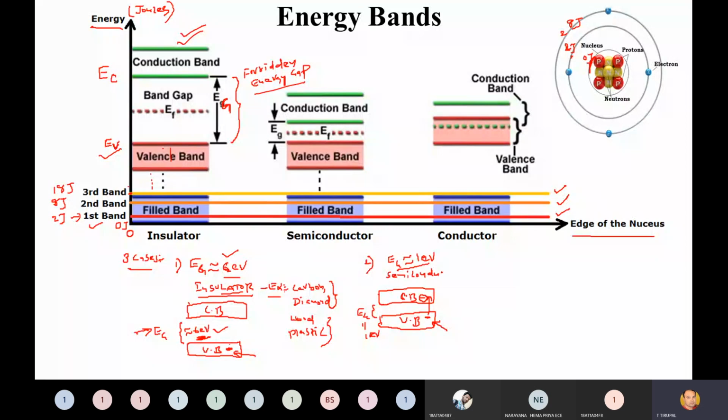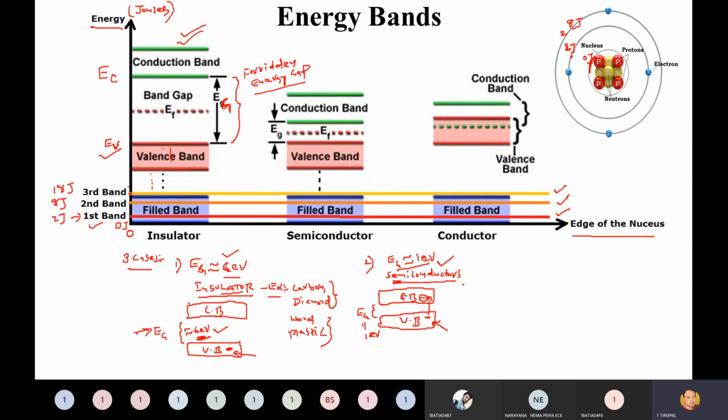Because unless you apply external energy, no current flows in the device. So that's why it is called semi. It's a semiconductor. Semi means half. So it is acting like an insulator, and it is also acting like a conductor. If you do not give any energy, it is acting like an insulator. If you give energy, then the electron jumps from the valence band to the conduction band, and then it is acting like a conductor. So that's why it is called a semiconductor.